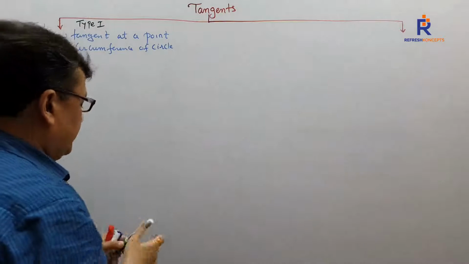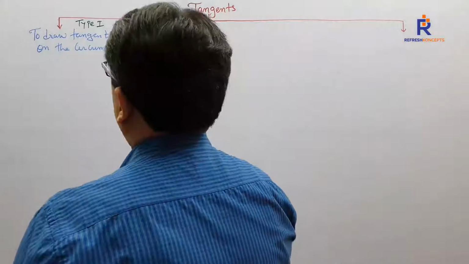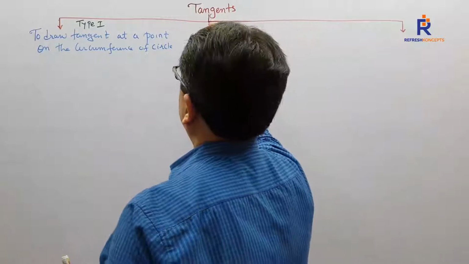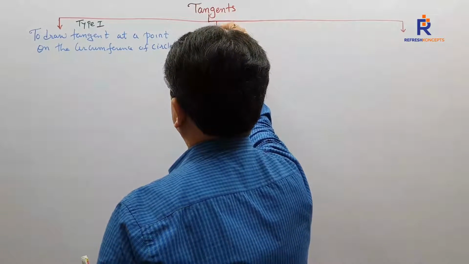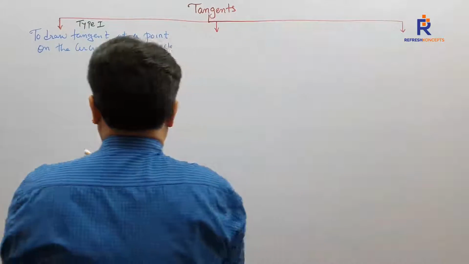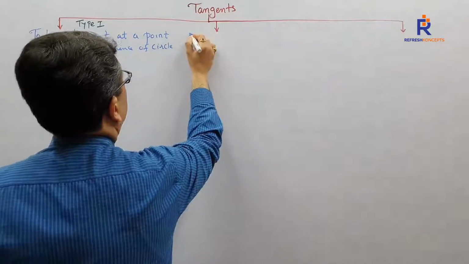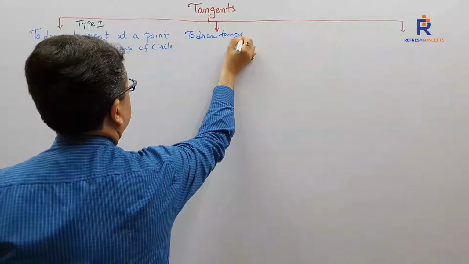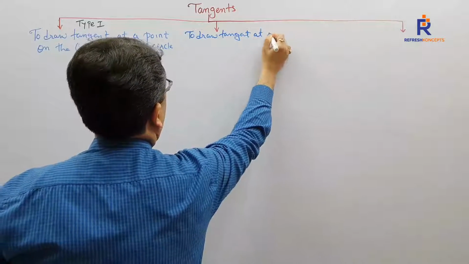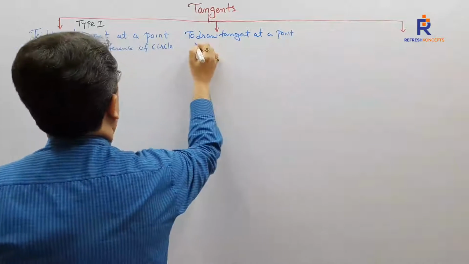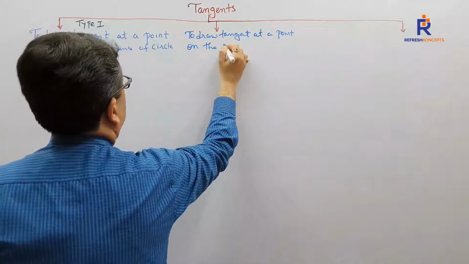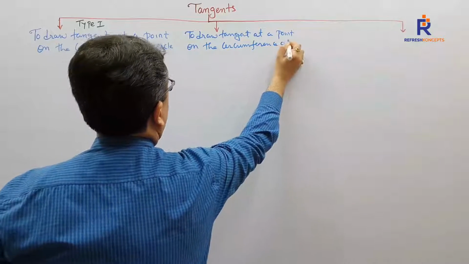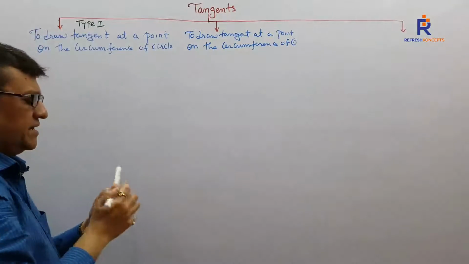What is type 2 sum then? Here is what my type 2 is, and we start writing type 2. To draw a tangent at a point on the circumference of a circle. Now this is nothing but my type 2.